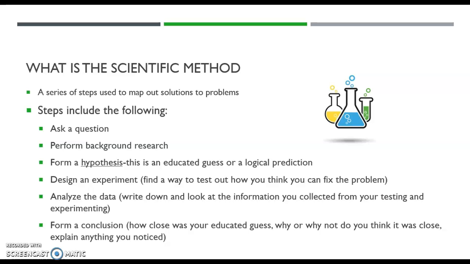After we design our experiment and do our experiment, we're going to look at the data. This means we're writing down information and looking at whether we notice any patterns or trends. What is this telling us? And then our last step is to form a conclusion.